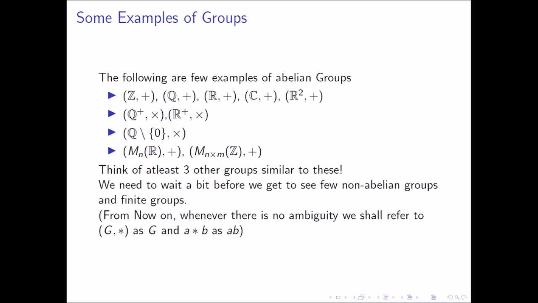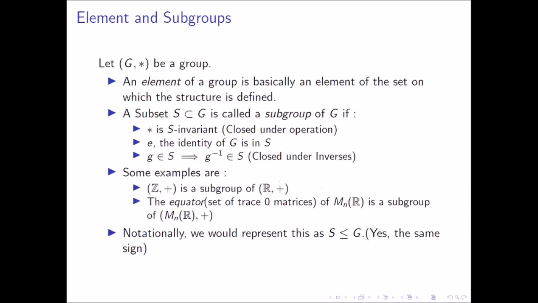Note, there are also groups which are finite as well as abelian, and some which are finite as well as non-abelian, but that would take some time. So for now, if there is no ambiguity about which operation we are considering, we shall skip the star from the definition of the group and represent the group only by the set, and A star B would be written as AB, just for simplicity. So let G be a group.